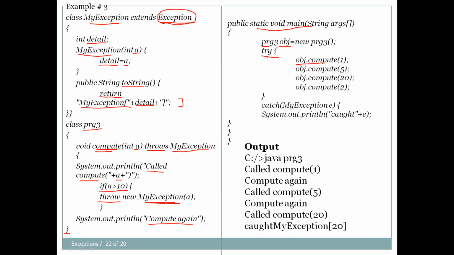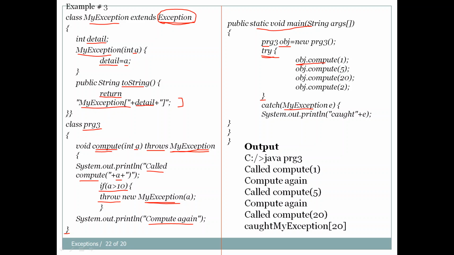Why is this method call defined inside the try block? Because the compute method gives a warning that its code may throw my exception. So if you want to call the compute method, you have to handle my exception, and that is the reason we have defined a try and catch block. In the catch block we are handling my exception, because if we do not handle it, it may terminate the program.